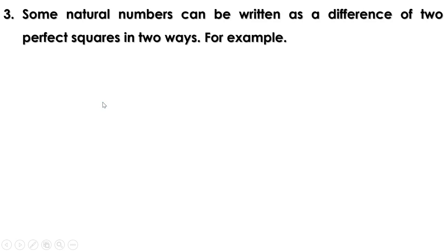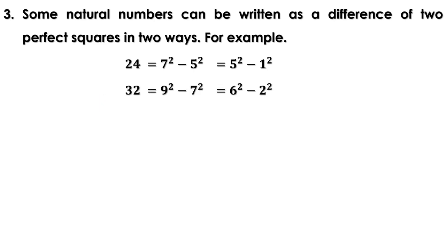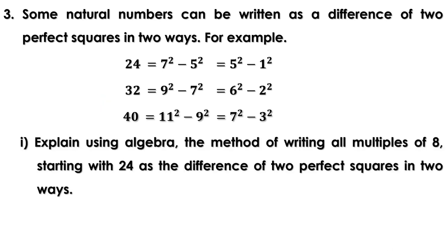Another problem. Some natural numbers can be written as a difference of two perfect squares in two ways. For example, 24 = 7² − 5², and that is equal to 5² − 1². 32 = 9² − 7², and that is equal to 6² − 2². 40 = 11² − 9², and that is equal to 7² − 3².